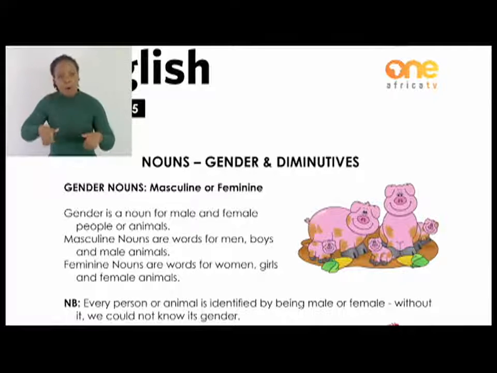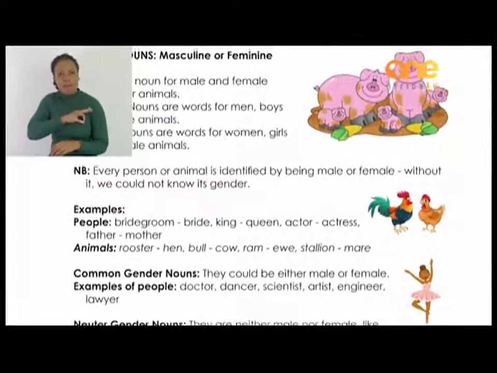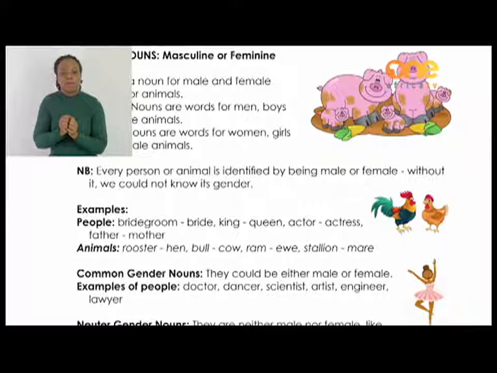I understand you still remember that during the last lessons, you talked about nouns, and you were defining nouns as names of things, names of people, names of places. You talked about proper and common nouns. Feminine nouns are words for women, girls, and female animals. Those are feminine nouns. Masculine nouns are words for men, boys, and male animals. You must note this or understand, remember this. Every person or animal is identified by being male or female. Without it, we could not know its gender.